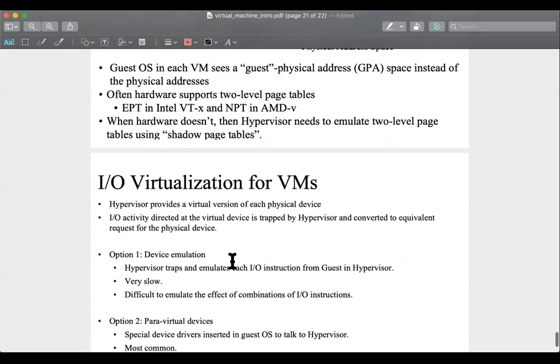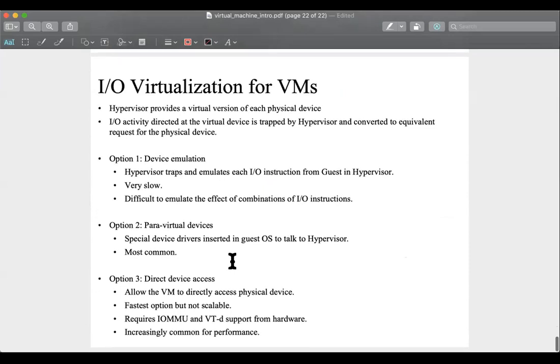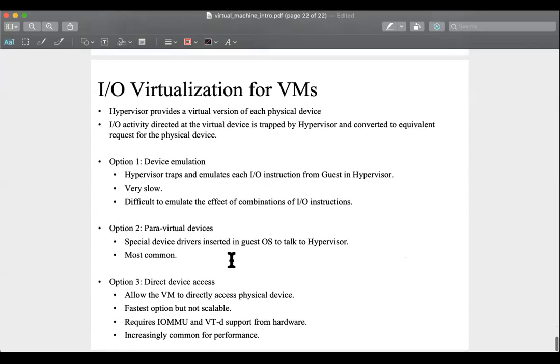Next we will briefly look at I/O virtualization. Remember there's CPU, memory, and I/O. I/O devices are things like your hard disk and network card, and for virtual machines, we want to give them a view that, for example, they have a virtual hard disk or a virtual network interface card, and hopefully this will behave just like a physical network interface card or physical hard disk. So how do you do that?